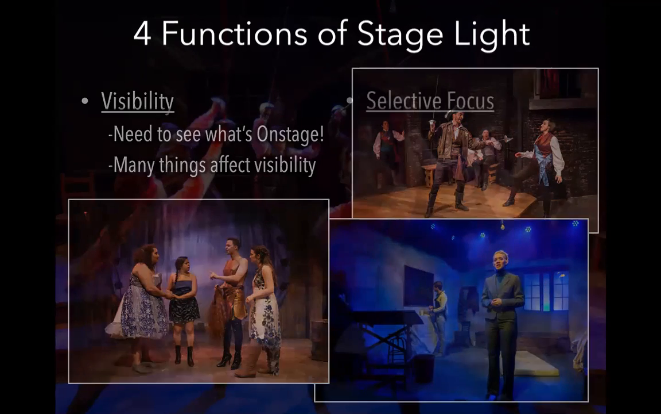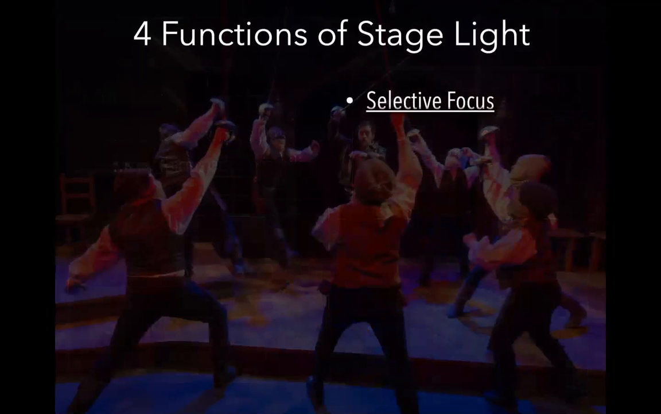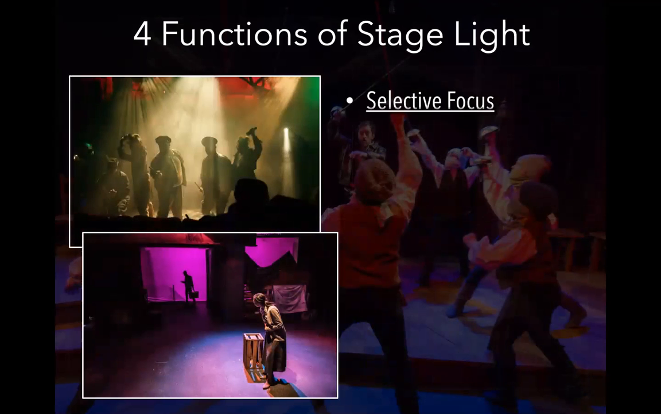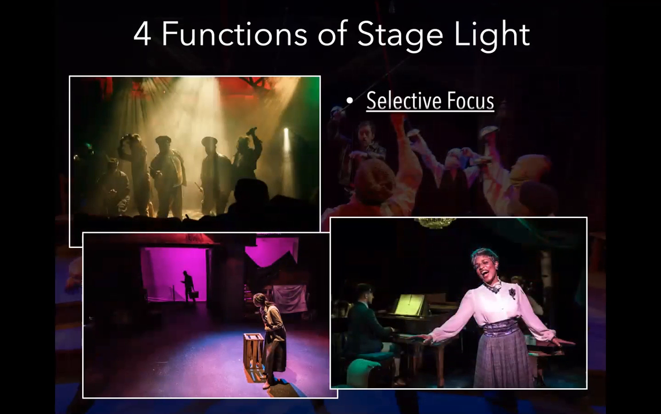All right, so the second function of stage light is what's called selective focus. And it is literally that, selecting where the audience will focus, okay? So using light in different ways to draw the eye where you want it to go. So in the case of the top left image, we're directing the audience's focus downstage. We're actually blinding out upstage, and the audience can only see what those actors are.